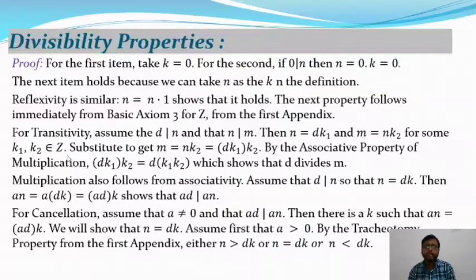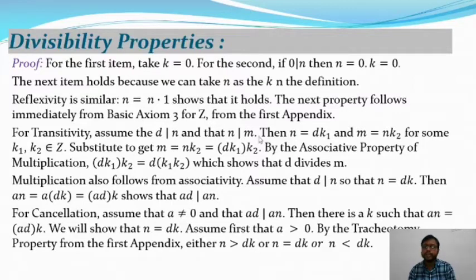Now move on to the sixth property, that means the transitivity. Assume that d divides 10 and n divides n. From the first one, d divides 10, and from the definition of divisibility it can be written as n is equal to d into k1, where k1 is any integer, and n divides 10 can be written as m is equal to n into k2 for some integer k2. Where k1 and k2 are two integers belonging to Z, where Z is the set of integers.